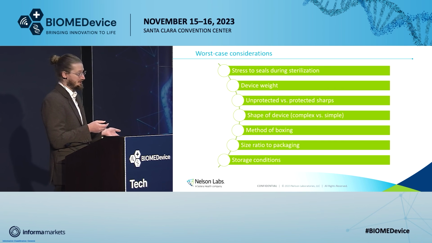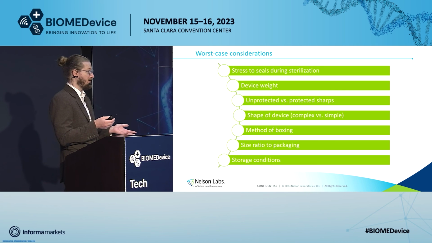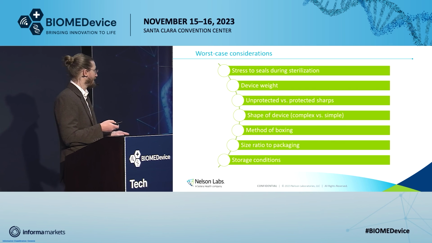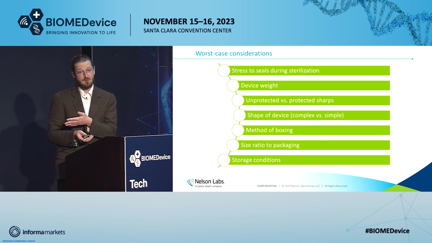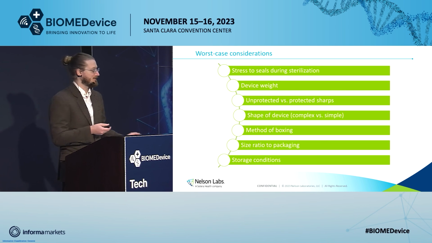Size ratio to packaging, we talked about that at the beginning. If you know that you have an alternative method of pouching your product that is more worst case, perhaps you run your validation on that. And then your storage conditions. If it normally sits at room temperature, but there are scenarios where it could be hotter, and that hotter means more worst case, perhaps you can run it in those conditions instead.